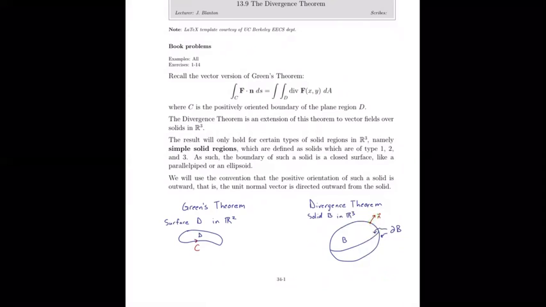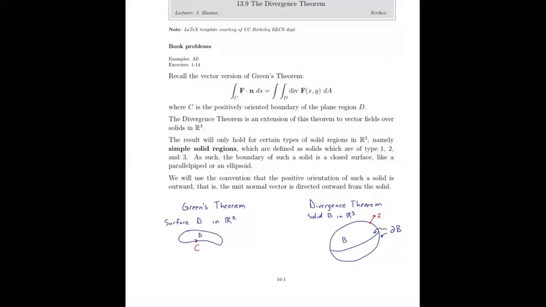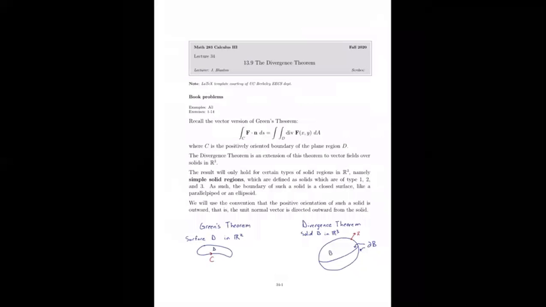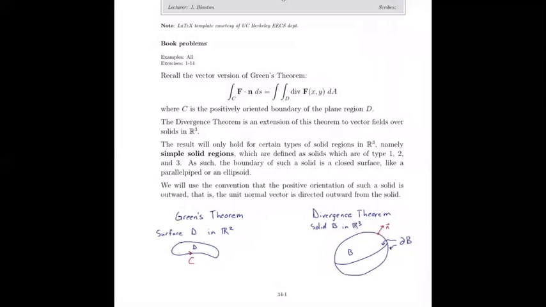We'll only use this for simple solid regions. We'll make some extensions to finite unions of simple solid regions within these notes, but the proof that the book provides only proves it for simple solid regions, which are of type 1, 2, and 3. If you go back to when we first started looking at solid regions, this is back in triple integrals in the previous chapter, we can look again at what type 1, 2, and 3 solids are. For any solid region that satisfies this, we'll be able to state the divergence theorem and use it.